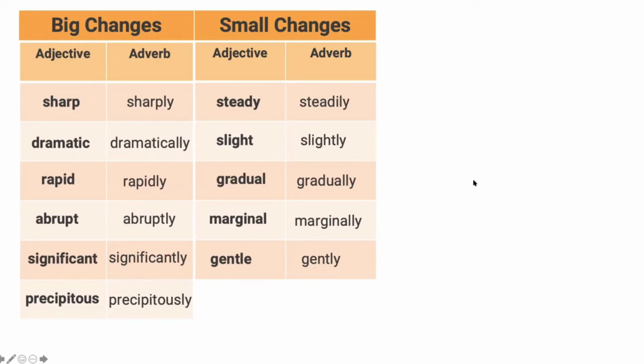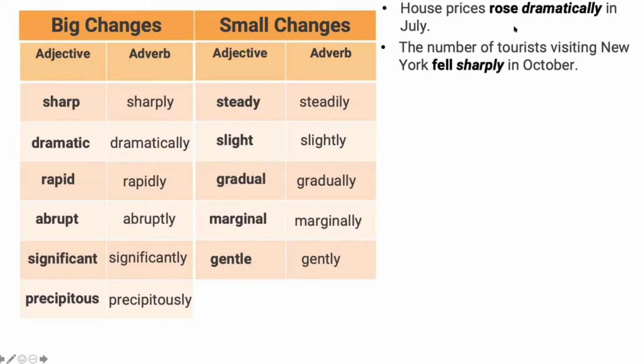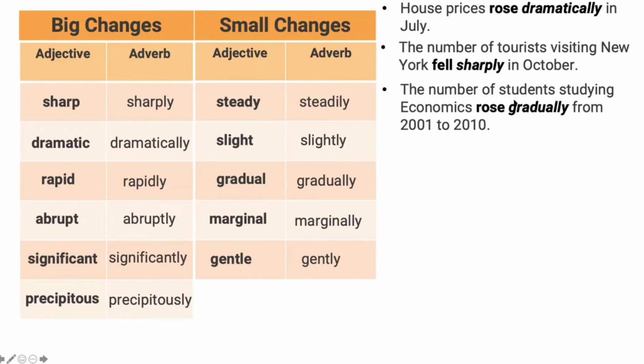I've got example sentences here on the right. House prices rose dramatically in July. So notice how the adverb describes the verb. So dramatically shows a sudden increase in housing prices. The second one, the number of tourists visiting New York fell sharply. So we're talking about how it fell, how it decreased. Then the number of students studying economics rose gradually from 2001 to 2010. So we know that it was in increments. It wasn't sudden, it wasn't dramatic.